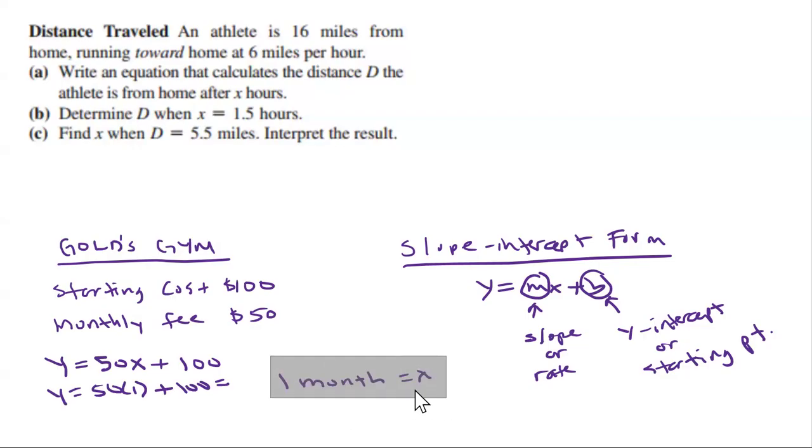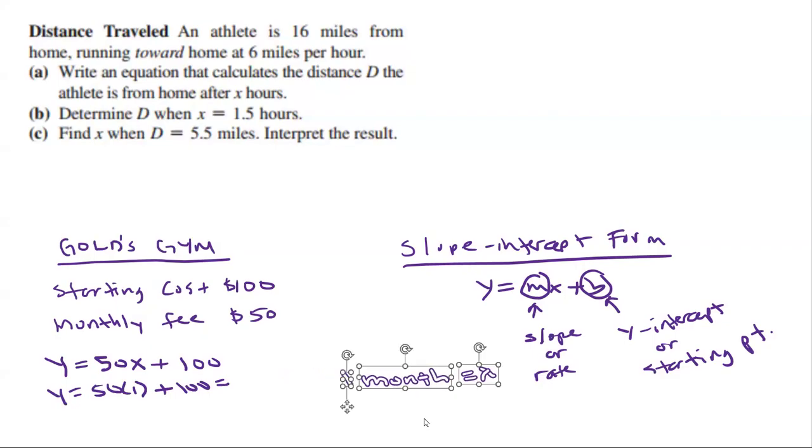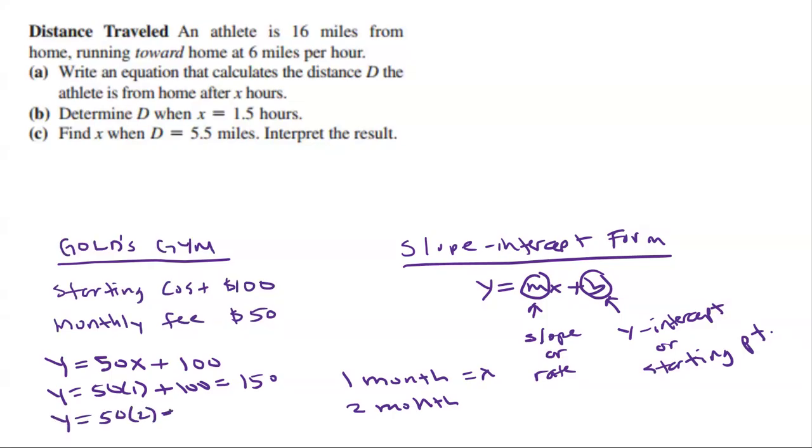Okay? All right. This gives me 150. How about the second month? How much do I pay the second month? Total. This is total. 200. Okay? So again, I put 2 in for x, right? So y is equal to 50 times 2 plus 100 will give me 200.